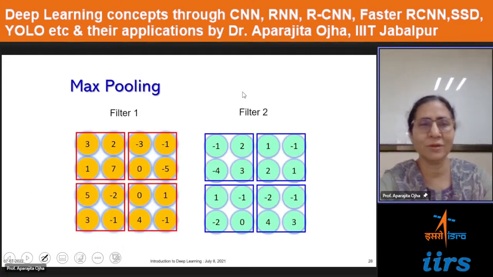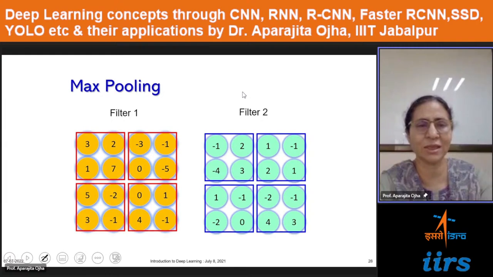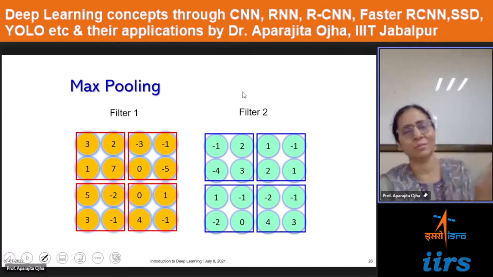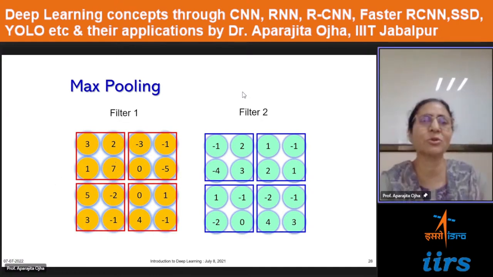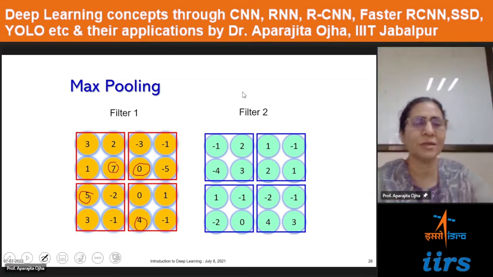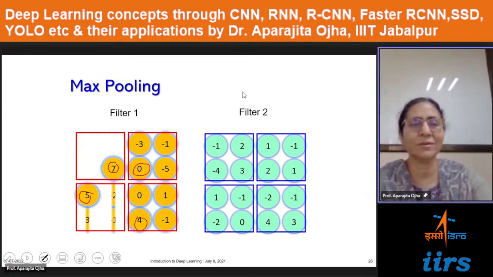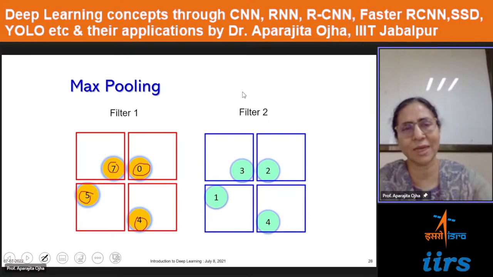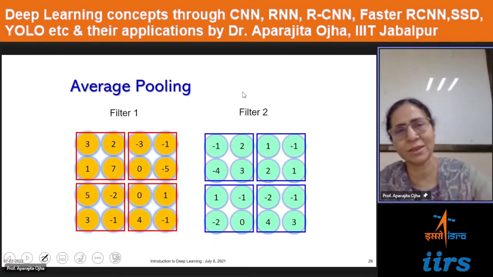So max pooling, for example, what is pooling? Suppose this is the image, which is coming as a feature map. I'll take the maximum of this. Say, suppose the maximum is this. Here the maximum is 0. Here the maximum is 5. And here the maximum is 4, right? So, fine. So I'll take 7, 5, 0, and 4. So this 4 x 4 becomes 2 x 2. Similarly, for each filter, right? So max pooling basically downsizes the image.